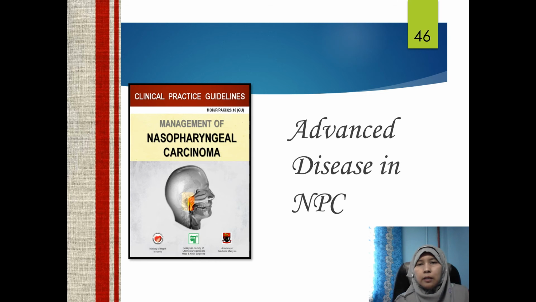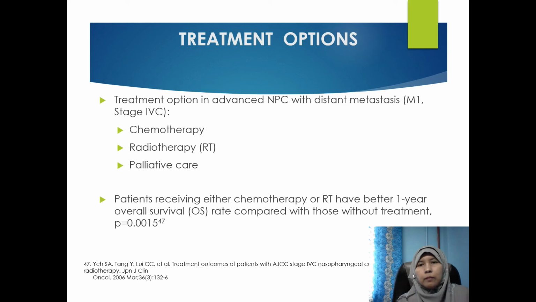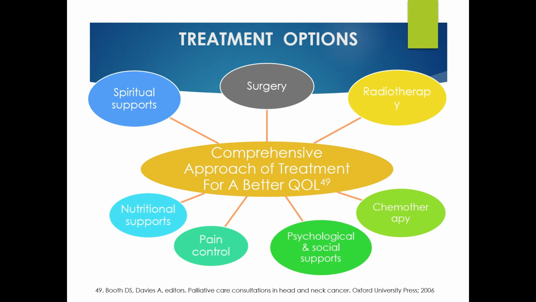Okay, next we go to the treatment in advanced disease of NPC. The treatment option for advanced disease NPC is basically chemotherapy and radiotherapy, but this is actually for palliative intent. Patients receiving either chemotherapy or RT have better 1-year overall survival rate compared with those without treatment. Other than chemotherapy, radiotherapy, and in certain cases surgery, we have to focus on patients' quality of life by supporting them with spiritual needs, nutrition supports, pain control, and psychological and social supports.